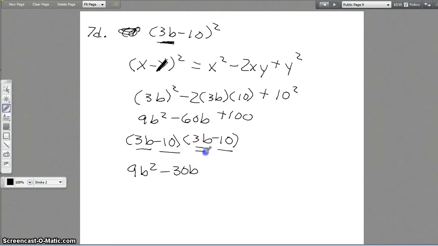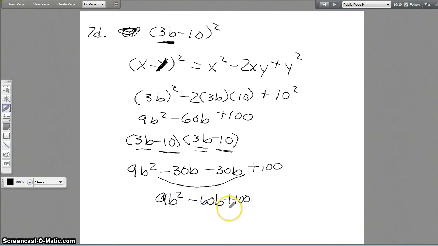Negative 10 times 3b is negative 30b. Negative 10 times negative 10 is positive 100, because negative times negative is positive. You can see these middle two terms can be added together, and we have 9b squared, minus 60b plus 100. So you can see we get the same answer.